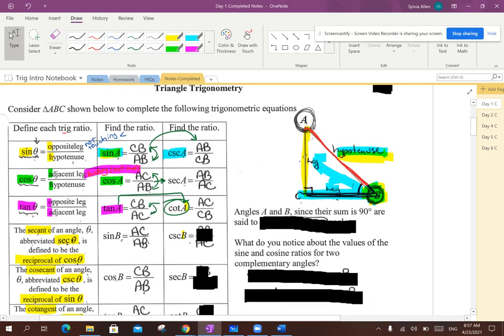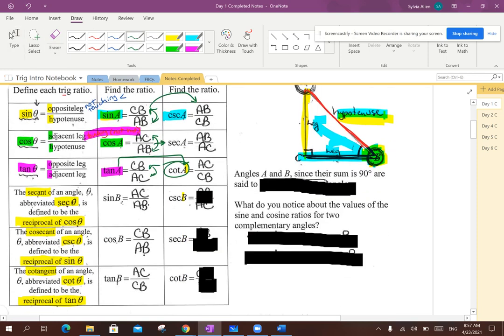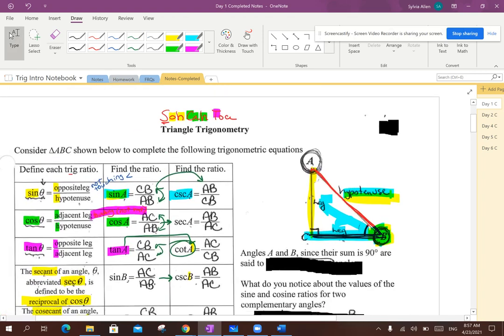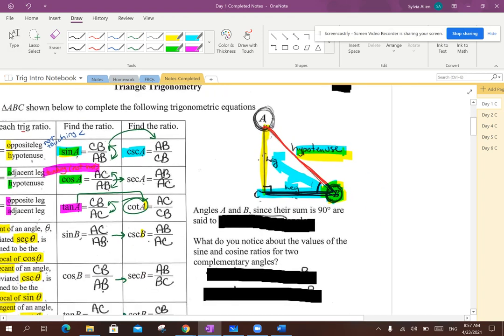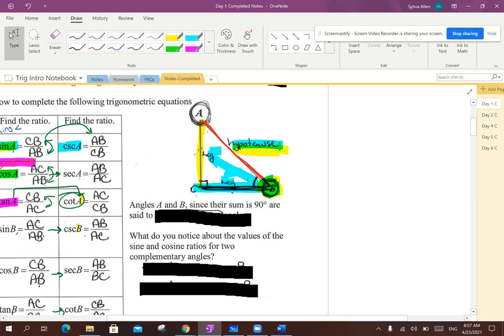All right, so let's take a look at sine of B. We already had cosecant of B. We're just flipping secant B and then cotangent B. Okay, so those are the 6 trig ratios. And let's take a look at some of the other properties right here.